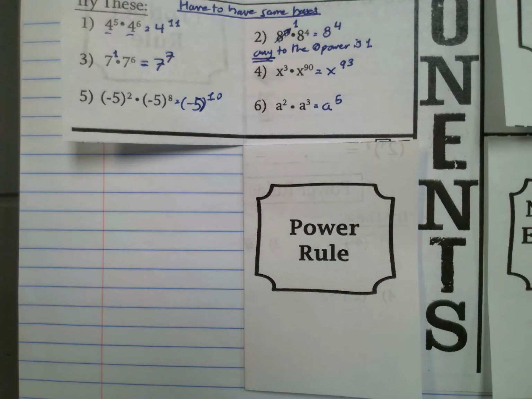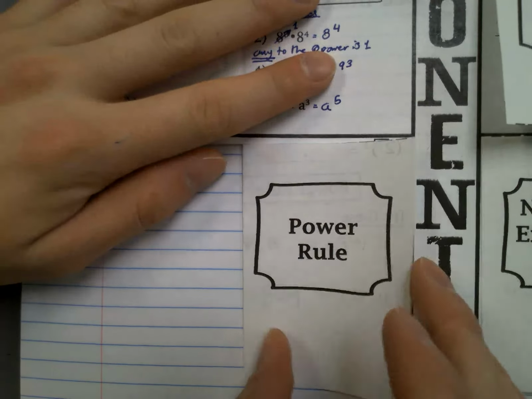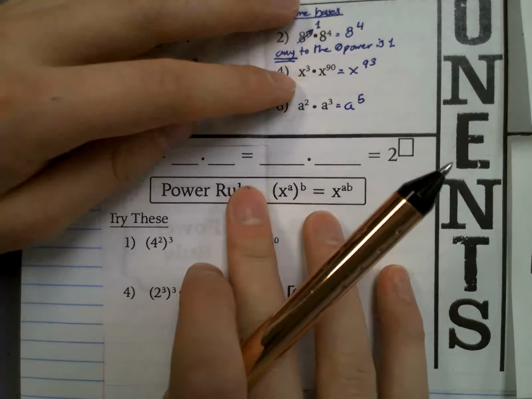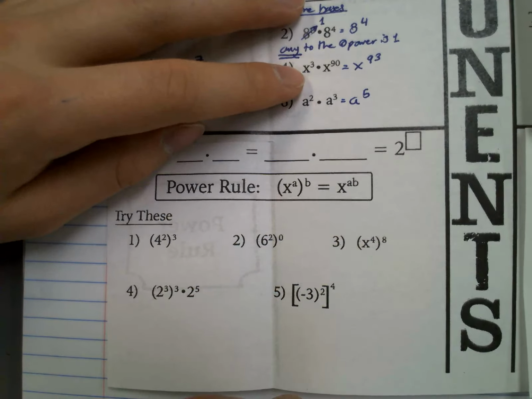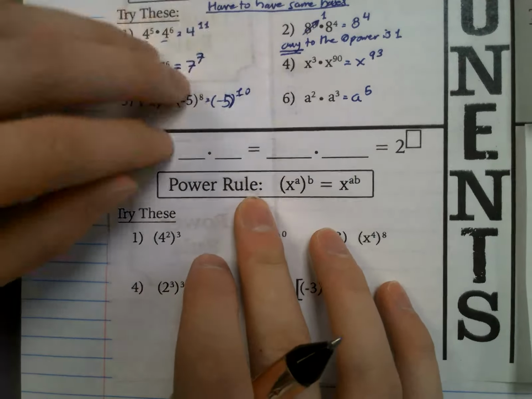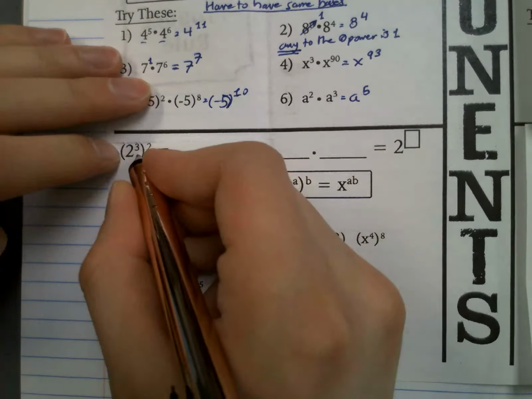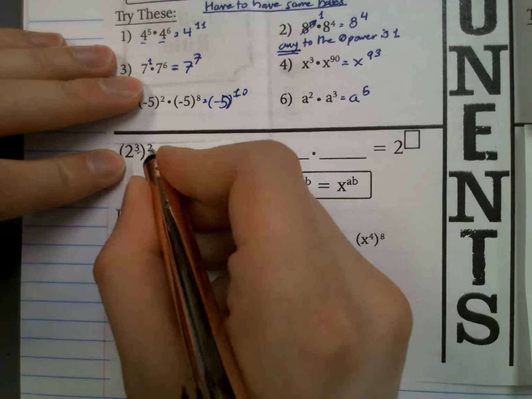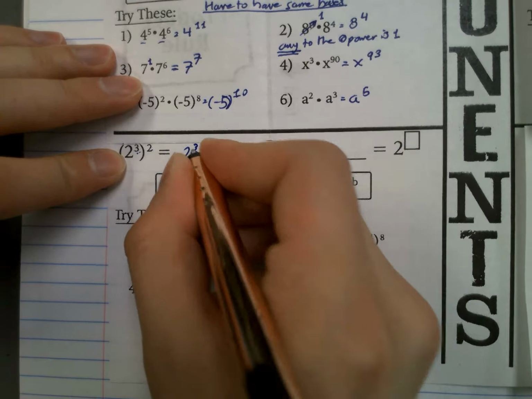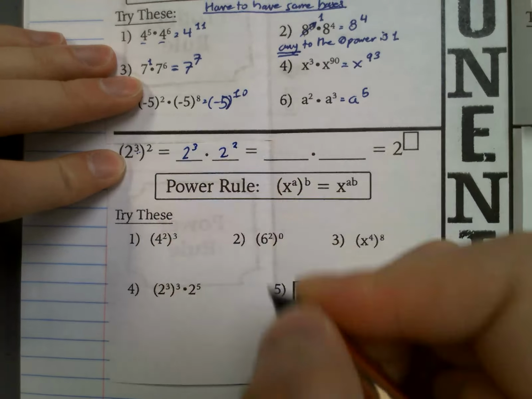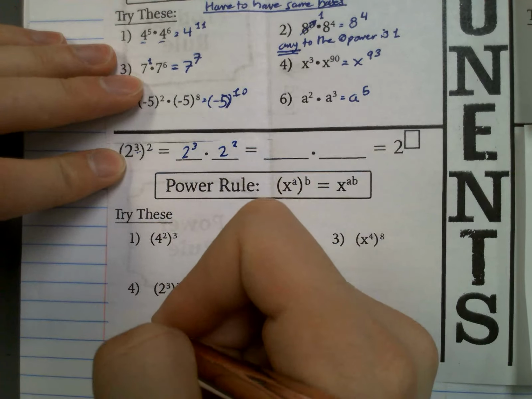Okay. The power rule, on the other hand, is essentially the multiplication version of our previous addition rule. What the power rule states is that if you have something to the power of another number, so 2 to the third, squared, that's going to be 2 to the third times 2 to the third. That's basically what it's saying.